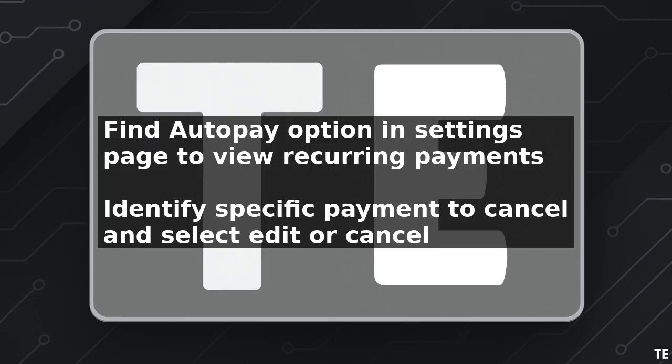You will be prompted to confirm that you want to cancel the autopay. Review the details of the payment to ensure it is the correct one. Then confirm the cancellation. The autopay will be turned off and you will no longer be charged automatically.